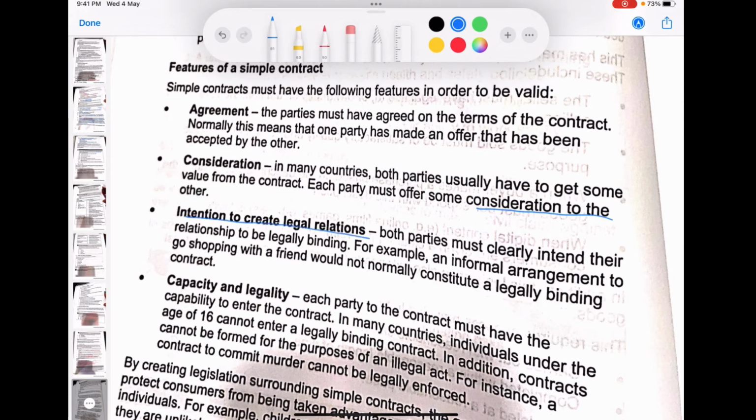Intention to create legal relations. Both parties must clearly intend their relationship to be legally binding. For example, an informal arrangement to go shopping with a friend would not normally constitute a legally binding contract. So, there should be an intention to create a legally binding relation, where it's legally binding as well.